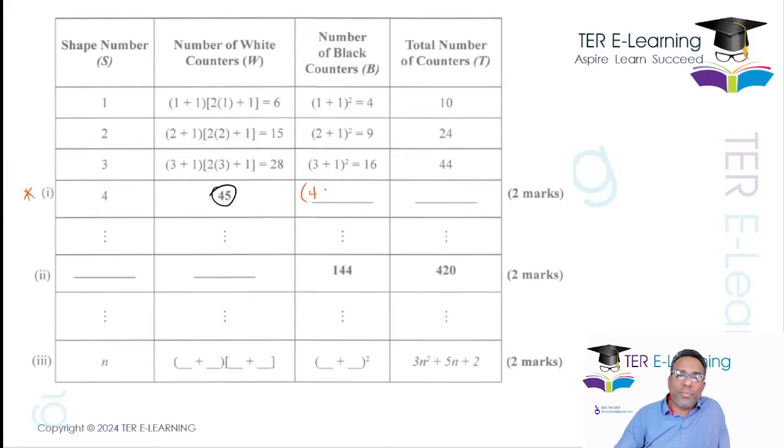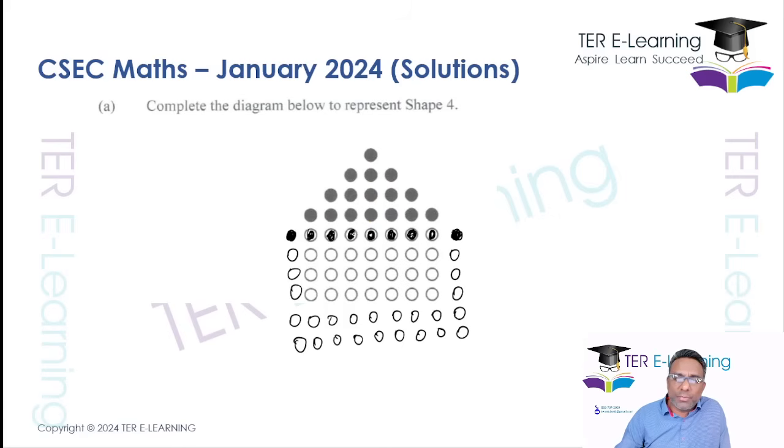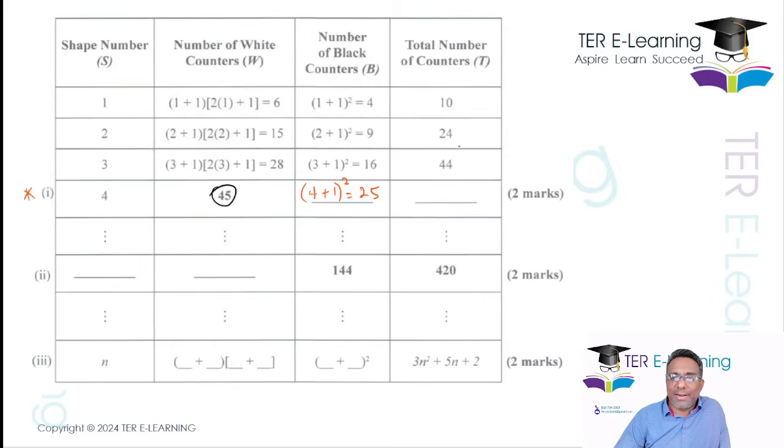This should be 4 plus 1 squared. So this is going to be 4 and 1 is 5, 5 squared is 25. So we should have 25 black counters. Let's go back here and check that. 1, 2, 3, 4, 5, 6, 7, 8, 9, 10, 11, 12, 13, 14, 15, 16, 25. So we're good. I know that the diagram is correct. Now we need to figure out the total number of counters. All you need to do is add 45 plus 25. That's going to give us 70. So that's it for that row here.